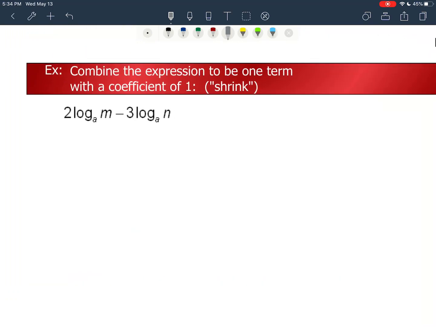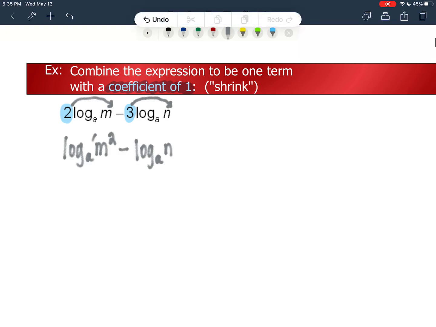Okay, let's try another. We're going to combine this expression to be 1 term with a coefficient of 1. So when they say a coefficient of 1, I'm highlighting that in blue. Here's my coefficient. Here's my coefficient. I need to take care of those coefficients. So the first thing I'm going to do is rewrite this with coefficients of 1. So that 2 is going to become an exponent to the argument, minus this 3 is going to become an exponent to the entire argument, which is n. And then of course you know that I like to write my arguments in parentheses there.